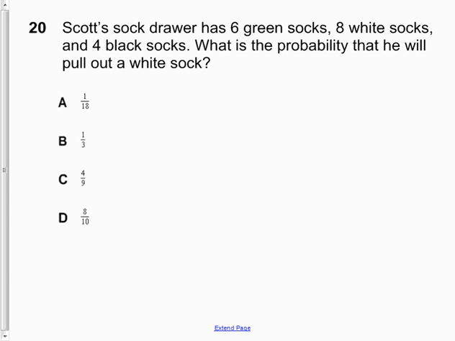Question 20 says, Scott's sock drawer has 6 green socks, 8 white socks, and 4 black socks. What is the probability that you'll pick a white sock? Well, altogether there are 18 socks in his drawer, 8 of which are white. None of the choices are 8 out of 18. But if I reduce it to lowest terms, both are divisible by a factor of 2. So 8 out of 18 in lowest terms is 4 out of 9.